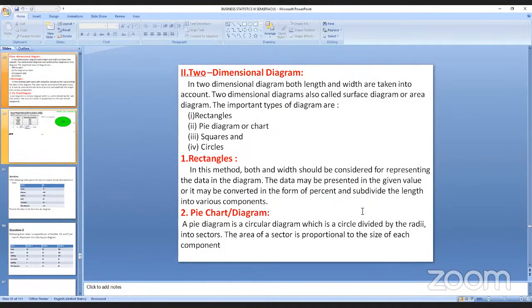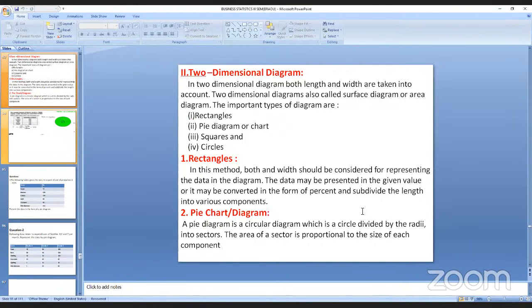2-dimensional means both length and width will be taken into account. 2-dimensional diagrams are the surface diagram or the area diagram. We have the important types of diagrams, that is rectangle, pie diagram, squares, and circles. This all you know, no? Need not explain again. So in this method, both length and width should be considered, representing the data.